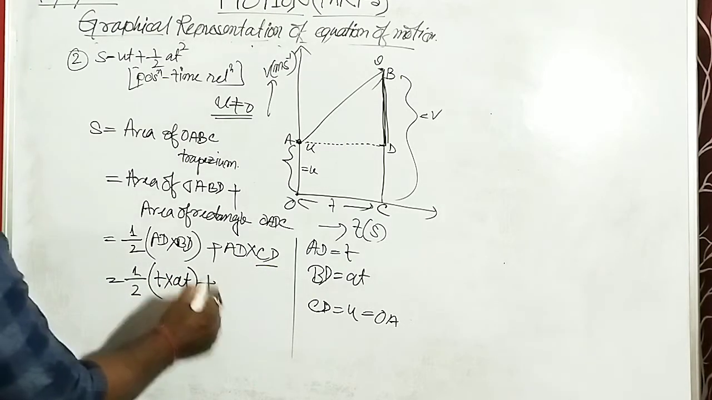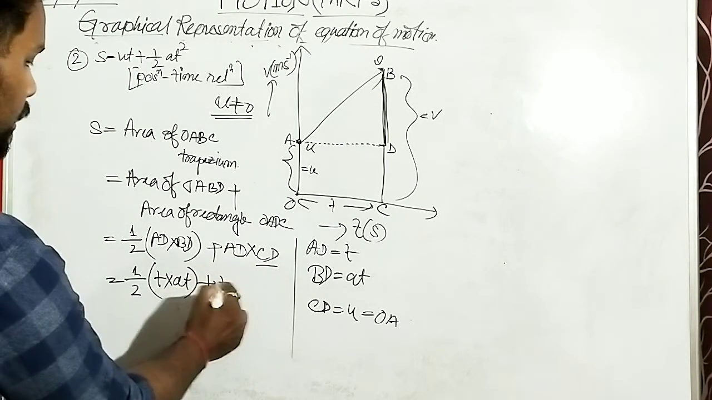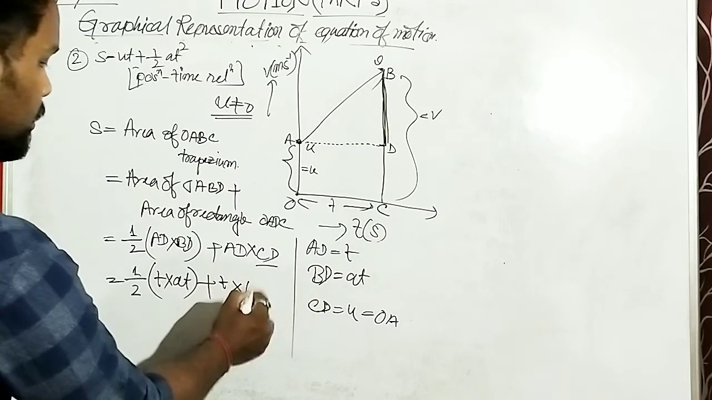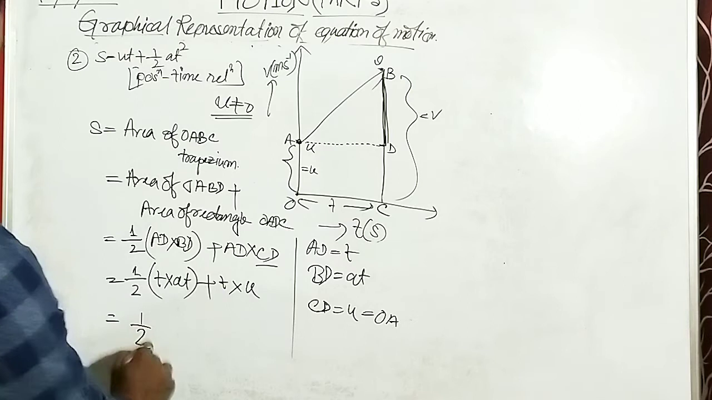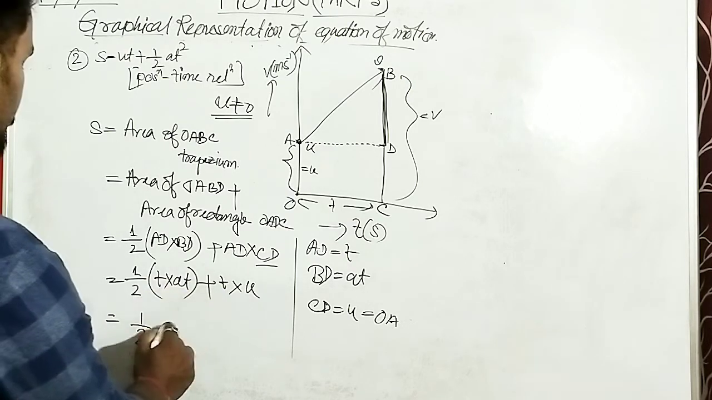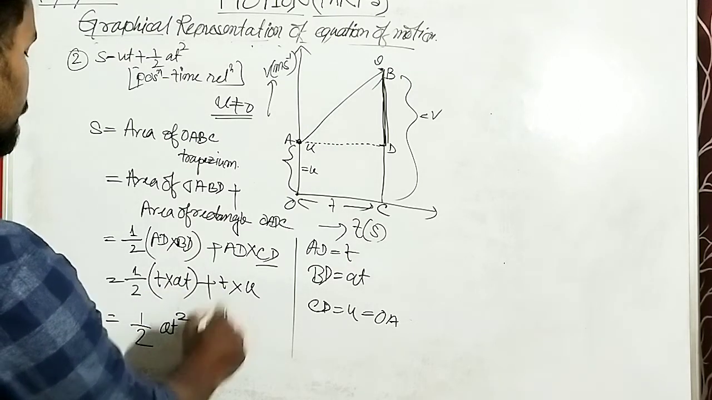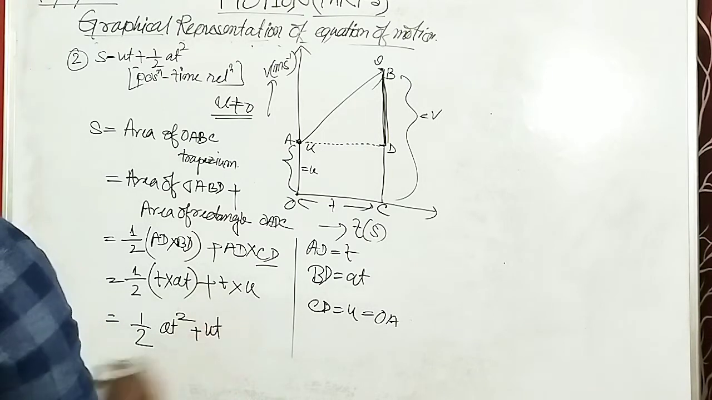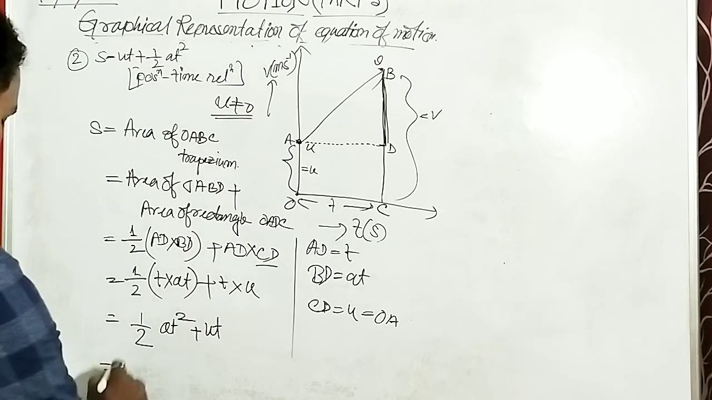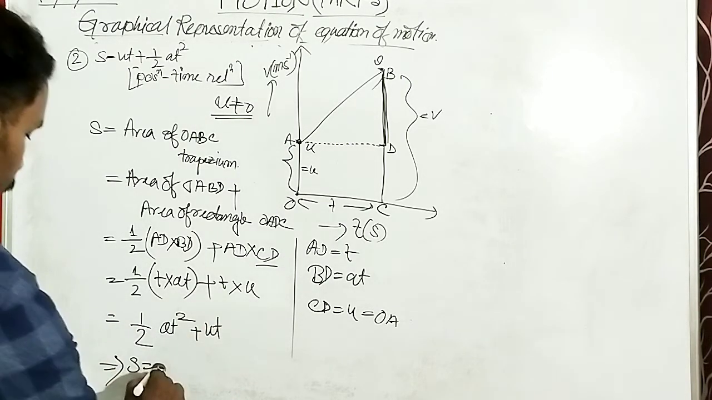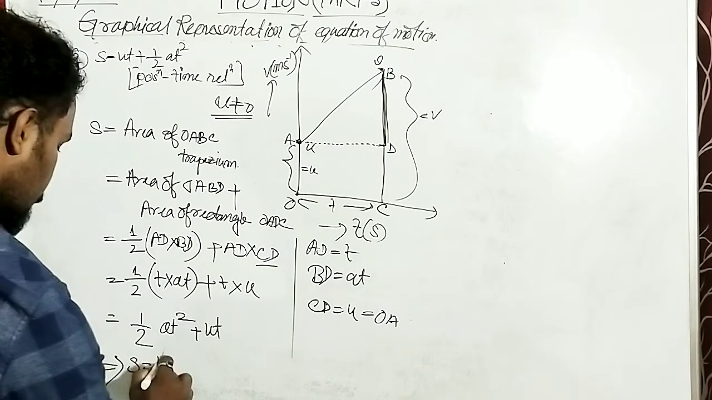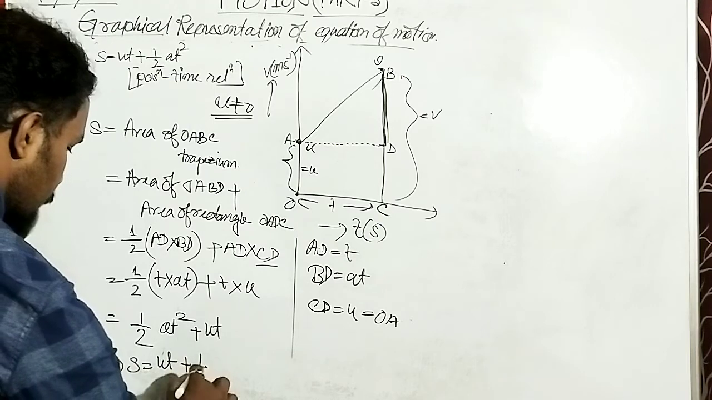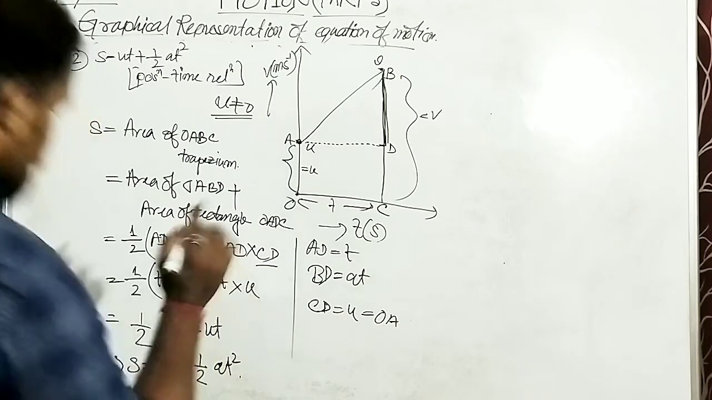Now plus what we got, AT, into what is CD, it is U. Now just rearrange it. We can write this one as A into T, it will be AT square, and U into T, UT. Again rearrange it. What are we going to get? S equal to half of UT plus half of AT square.